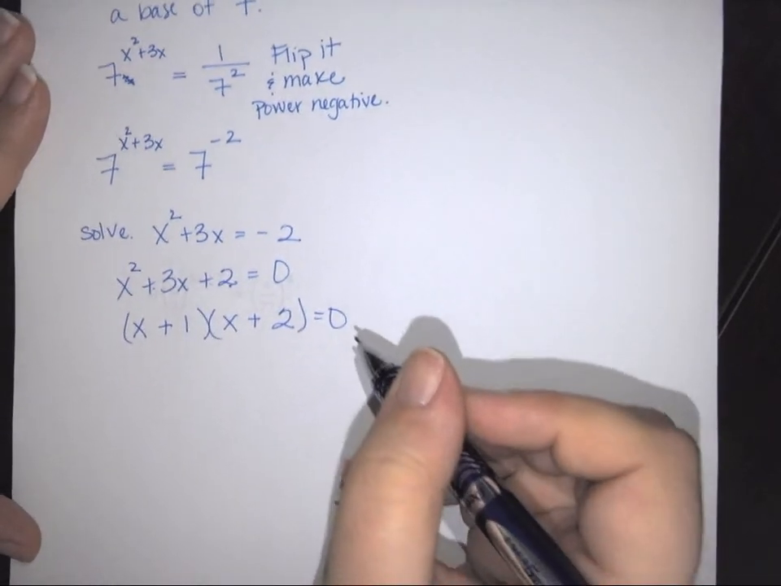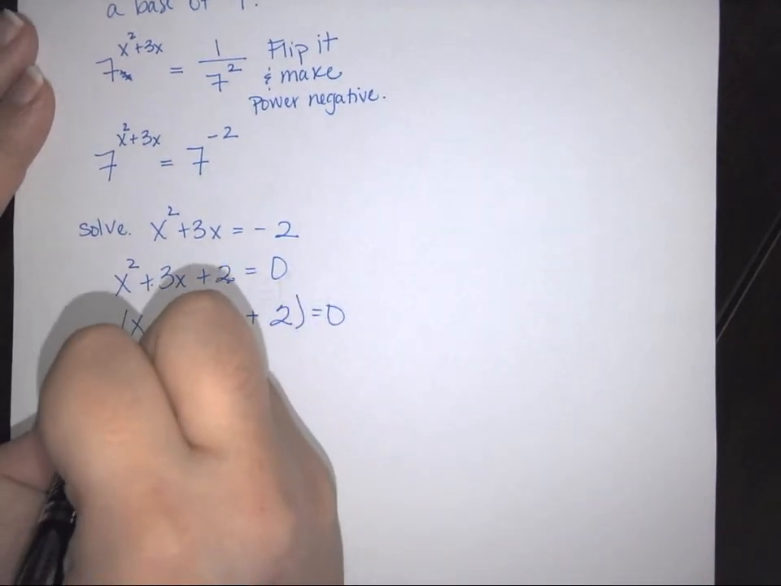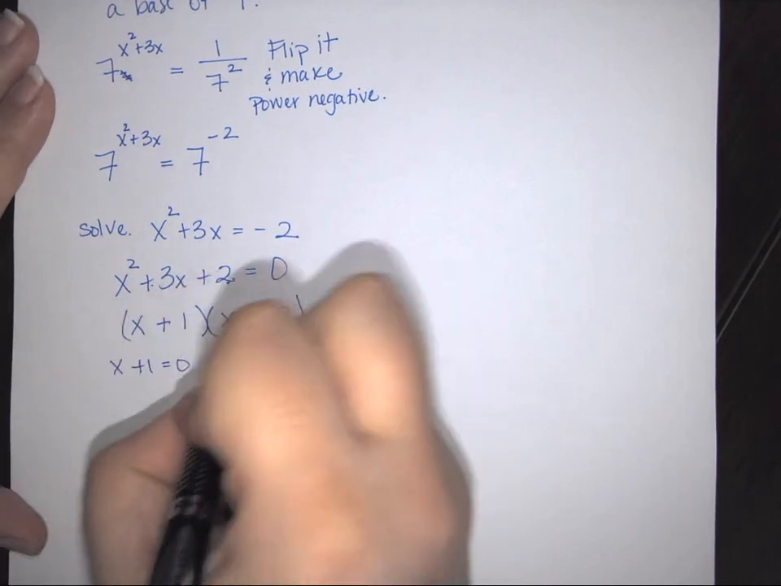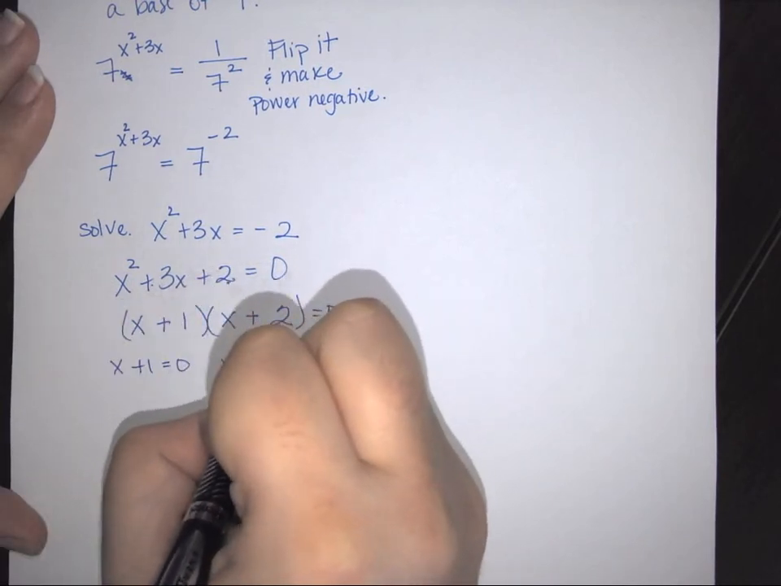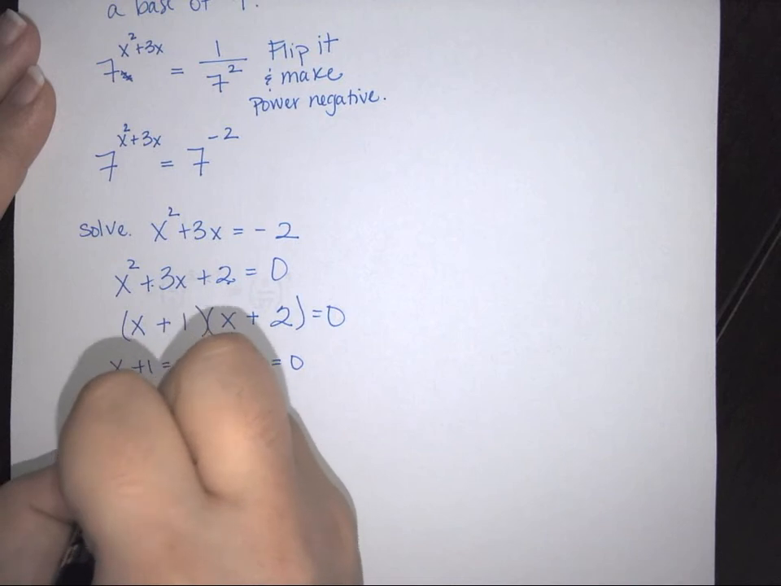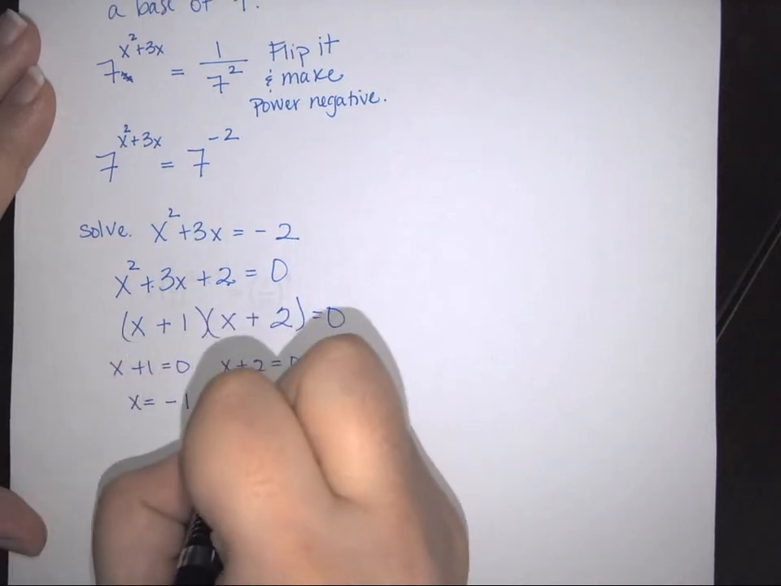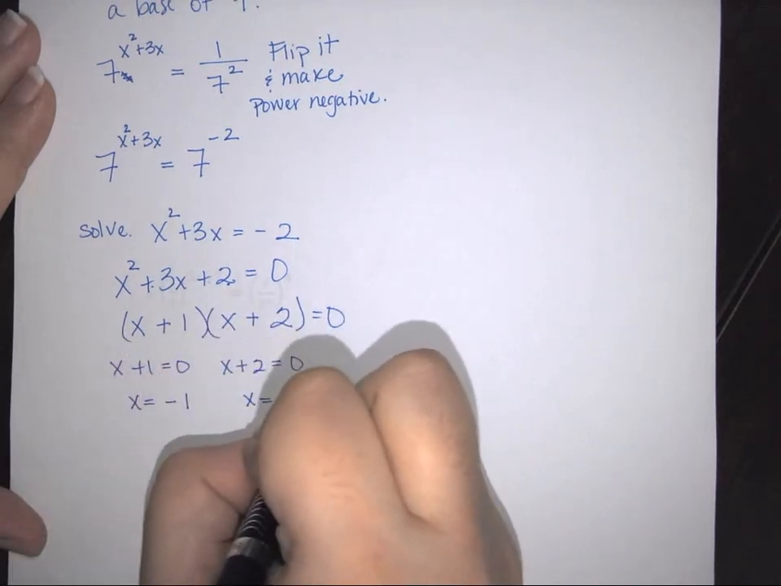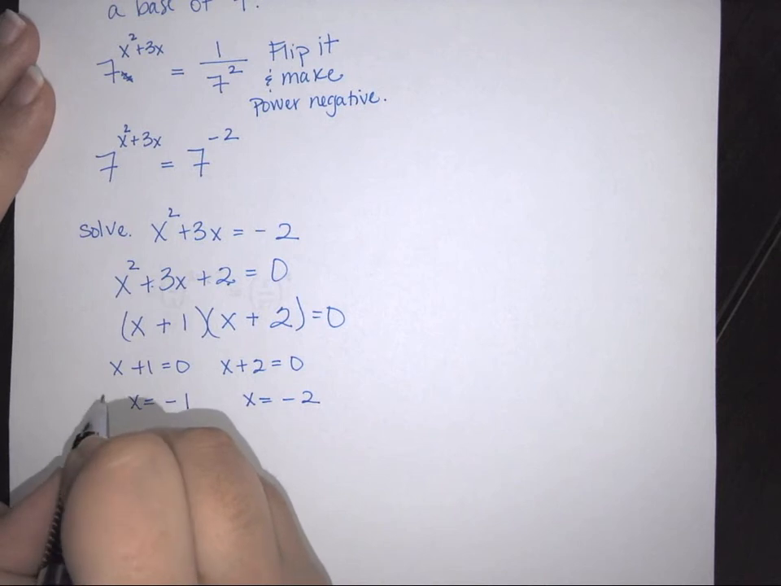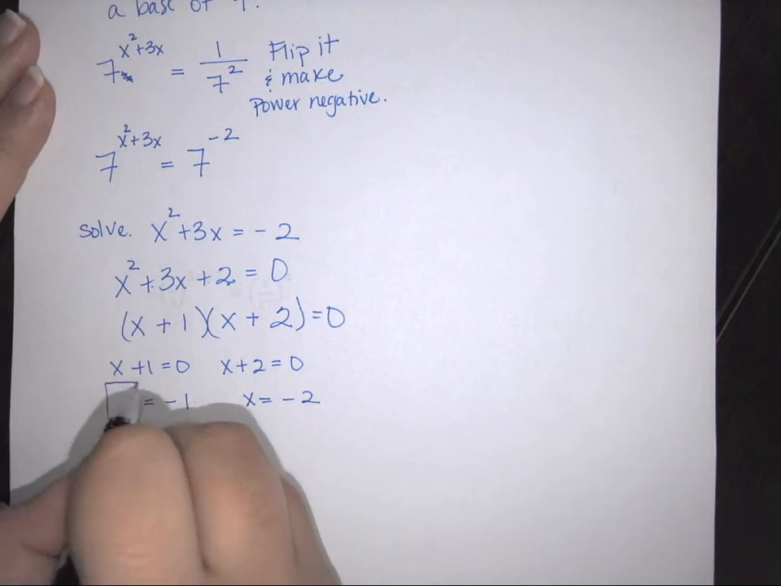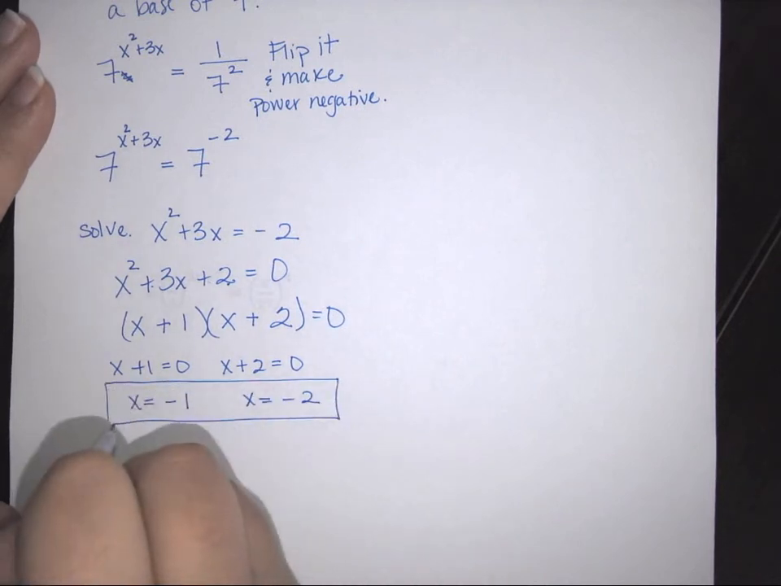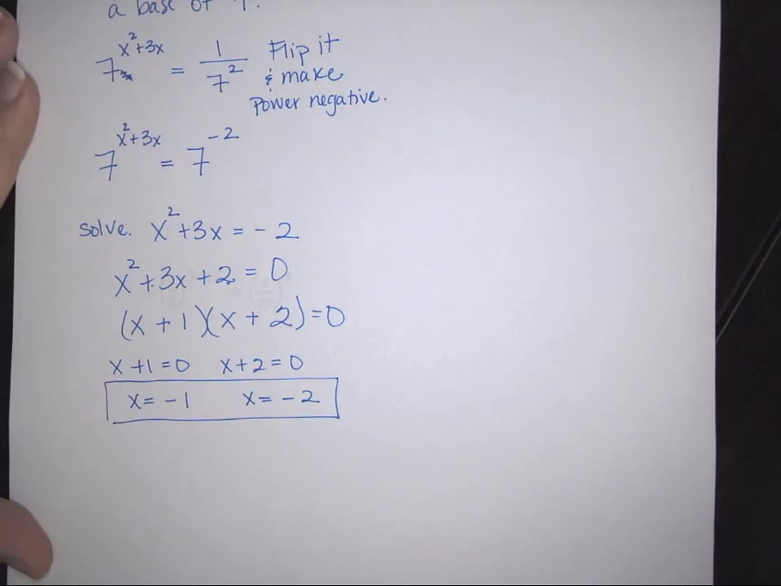I now need to solve. So I need to set both parts equal to 0 and solve. So x equals negative 1 and x equals negative 2. And in this case, I have 2 answers that will satisfy the problem.